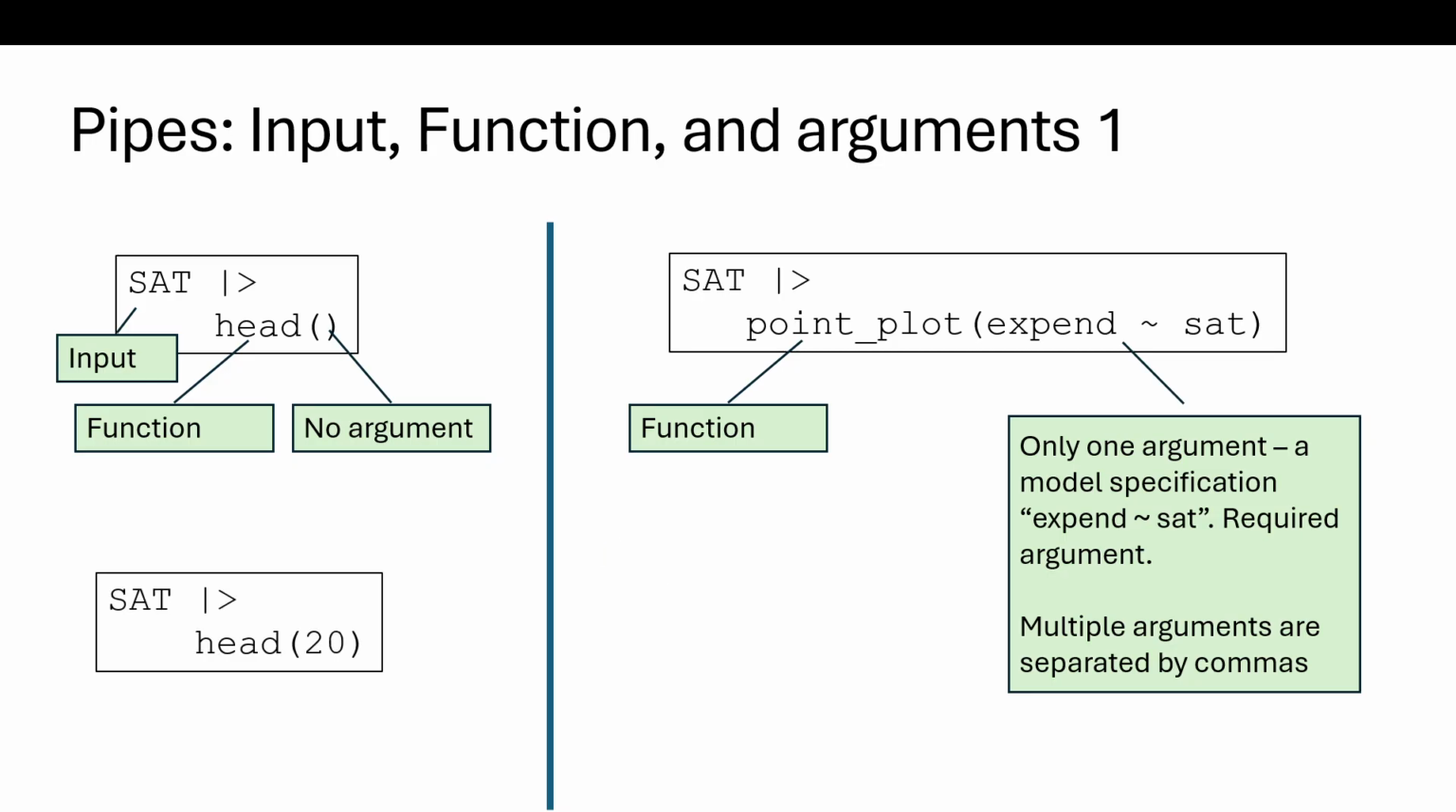Alternately, we could say SAT head 20. In other words, by default, the head function displays 10 rows, but you could say, well, display 20 rows for me. So this 20 is an optional argument that we can pass to customize how the head function behaves.